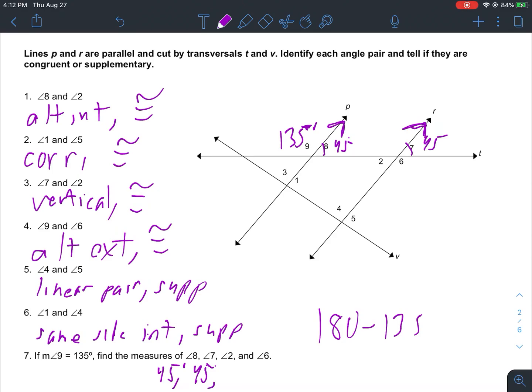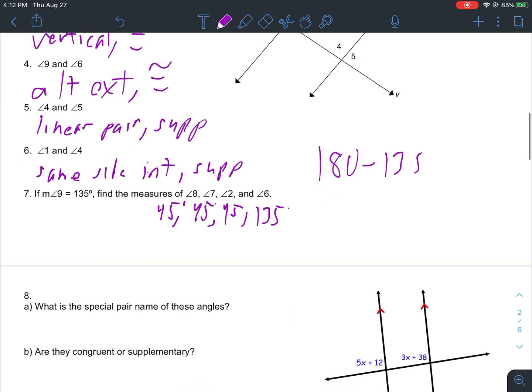Angle 2 is a vertical pair to angle 7, vertical angle pair. So angle 2 is also 45. And angle 6, you can get angle 6 a couple different ways. It's linear to 7, linear to 2, or you could say it's alternate exterior to 9. So it's congruent to angle 9, so angle 6 is also 135. All right, next slide.